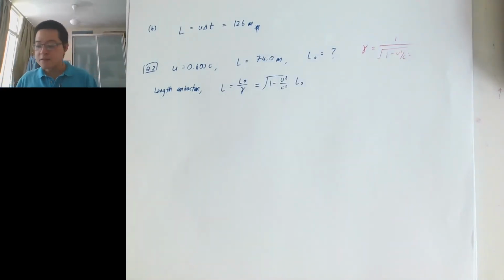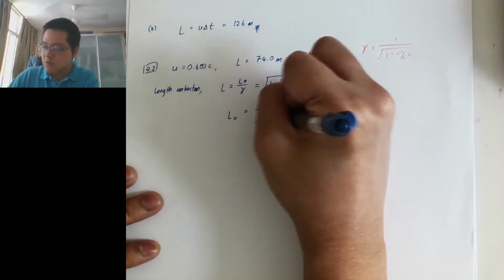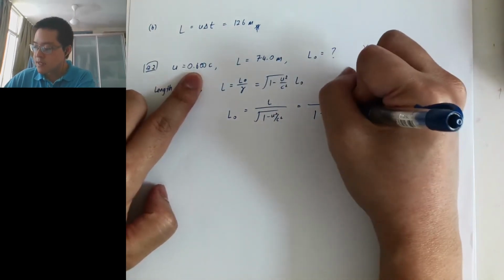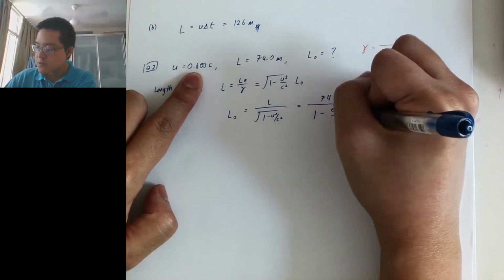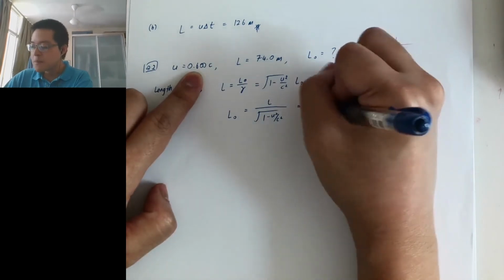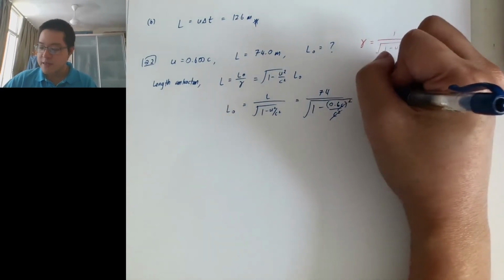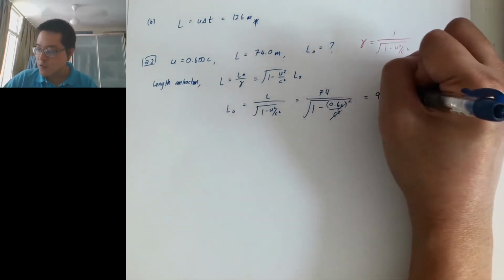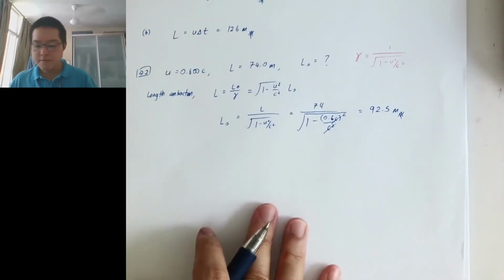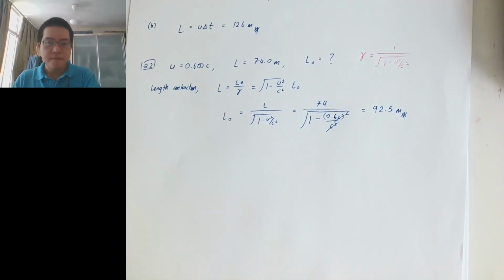So I want to find L0. L0 is just L over the square root of 1 minus u square over c square. So you just take 74 meters over the square root of 1 minus (0.6 c) square over c square. Usually they will cancel the c for you, since they give you the speed in terms of c, so it's easier to calculate. Just cancel off the c, and the length that you get is 92.5 meters. Okay, so very simple, right? Let's go to the next question.